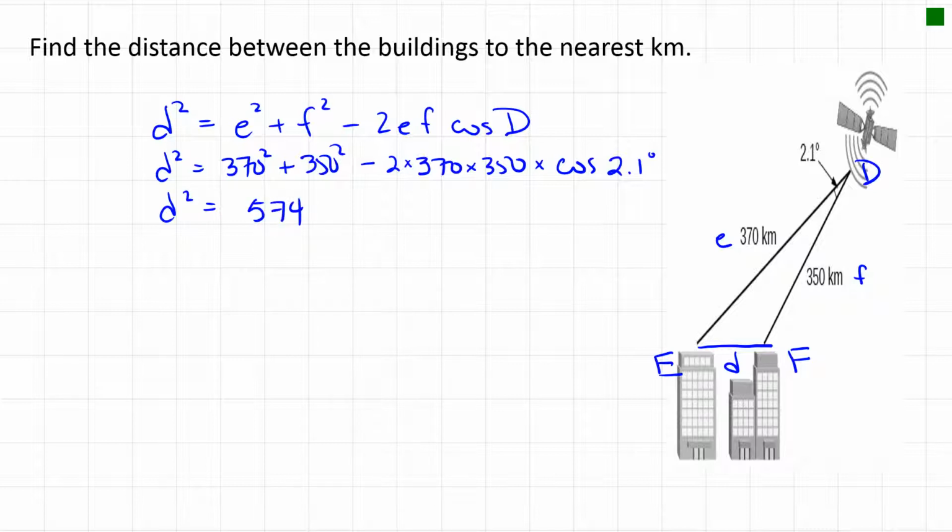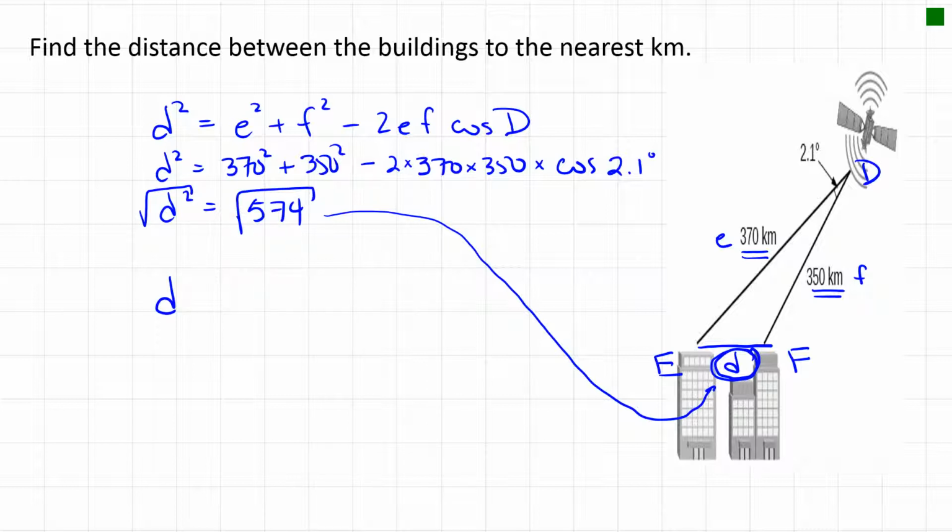574. Now let's double check. Does 574 make sense? That seems awfully large for this small distance if this is 350. So we're missing the final step, which is to take the square root of both sides. So take the square root of one side and the other, and we get d equals 23.958, which if we round to the nearest meter would be 24 kilometers. So the distance between these two buildings is 24 kilometers.